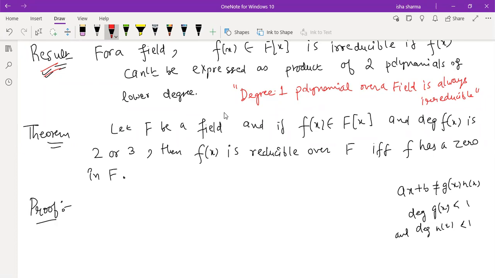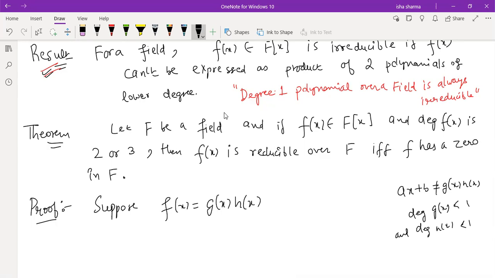So let's prove this theorem. This theorem is with the name reducibility test for degrees 2 and 3. So the proof is, sorry, suppose f(x) is g(x) into h(x).